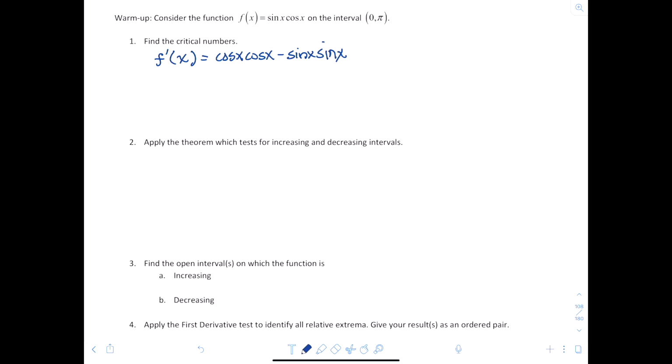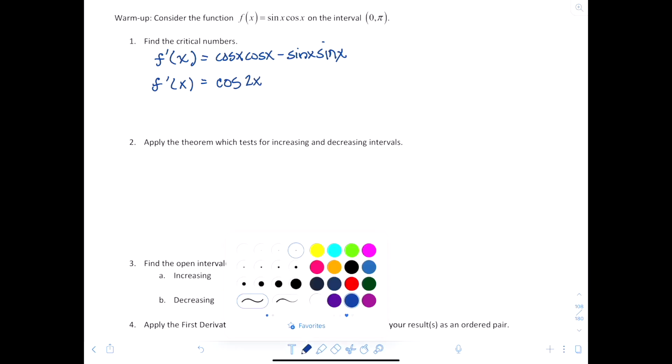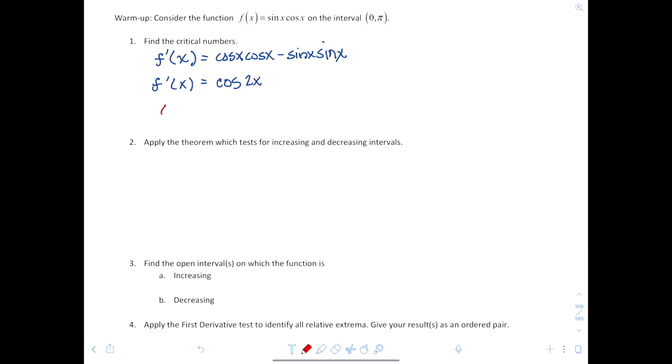Okay, and then what will happen is we will get f prime at x is equal to, do you see that's cosine squared at x minus sine squared at x, which is actually cosine at 2x. So setting that equal to 0, we will have 0 is equal to cosine at 2x.